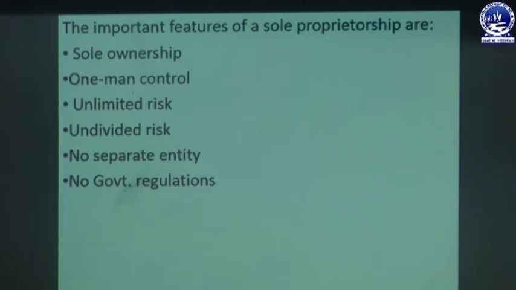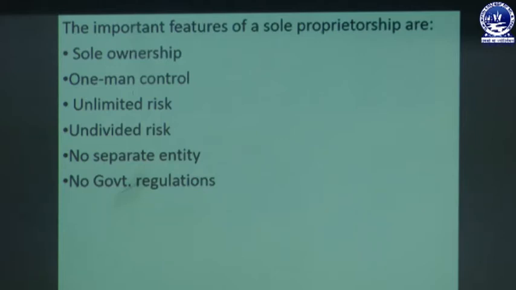Then one man control. This signifies that one man controls the entire activities, so he is called a sole proprietor. Everything is in the hands of one person. The amount is contributed by the owner, management activities are also controlled by the owner, profit is taken by the owner, as well as the loss is also suffered by the owner. So, everything is controlled by a single individual. That is why it is called a one man control business.